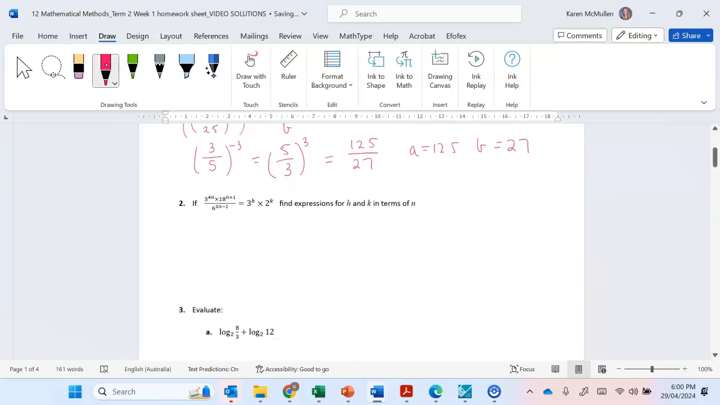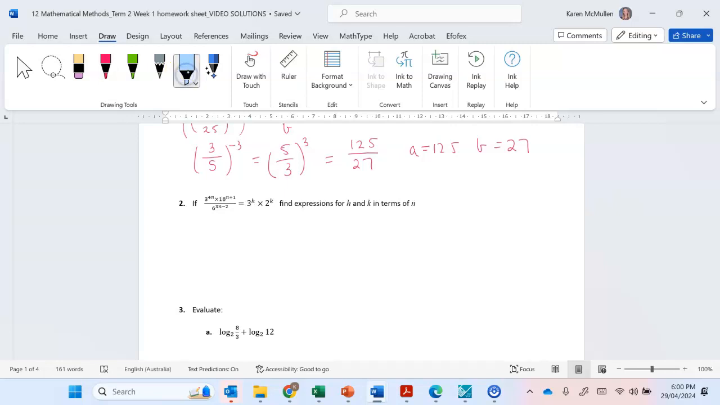All right, heading into question 2, so another exponential question. So we've got 3 to the power of 4n times 18 to the power of n plus 1 over 6 to the power of 3n minus 2 equals 3^h times 2^k. Find expressions for h and k in terms of n.